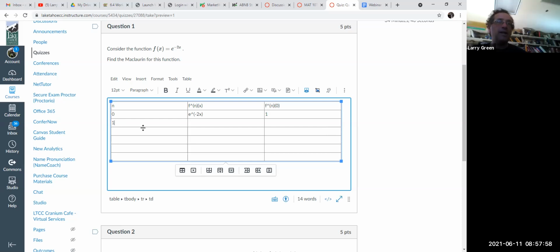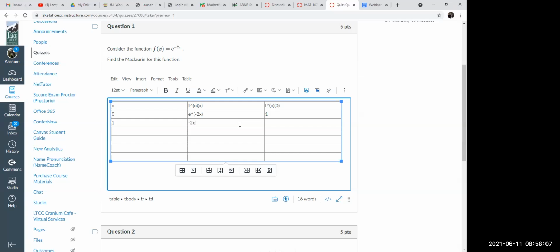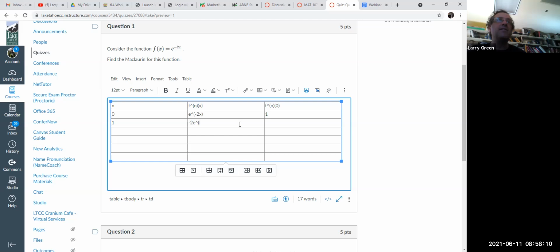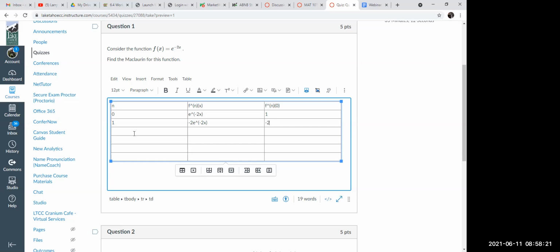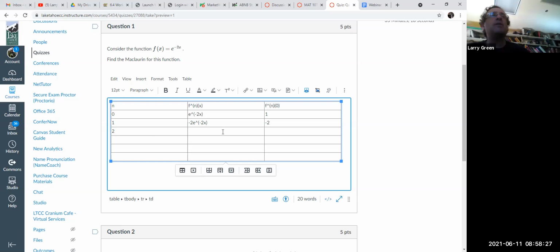And then we go for n equals 1. We go until we find a pattern. What's the derivative of e to the negative 2x? Negative 2e to the negative 2x. And if I plug in 0, I get negative 2. If n is 2, take another derivative. What I recommend is don't multiply out. We're going to have another negative, so it'll be positive now. It'll be 2 times 2 e to the negative 2x.